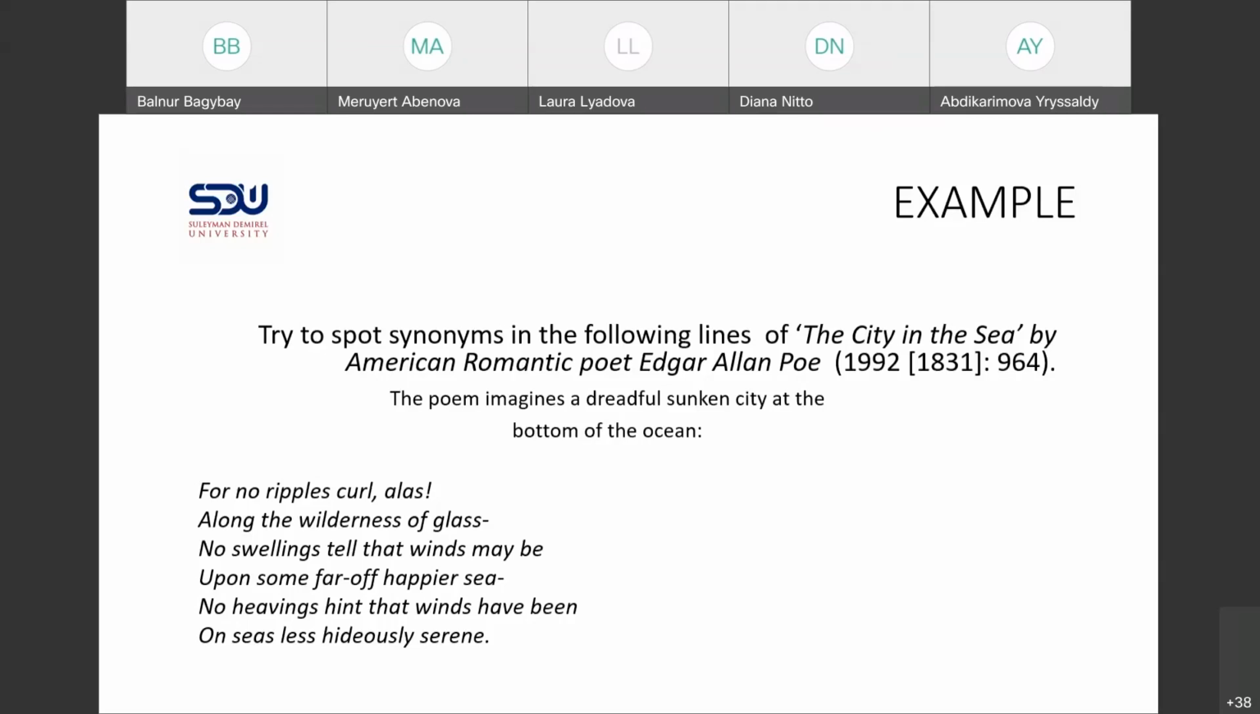Okay, so if you have a look at the verbs, tell here, no swellings tell that winds may be, and the verb hint here, no havings hint that winds have been. So actually, tell and hint are producing the same meaning. Giving a hint, or to tell, in the context of The City in the Sea, is producing the same meaning of telling or informing. Whereas, as Laura has noted, ripples, swellings, and havings also signify the same thing.